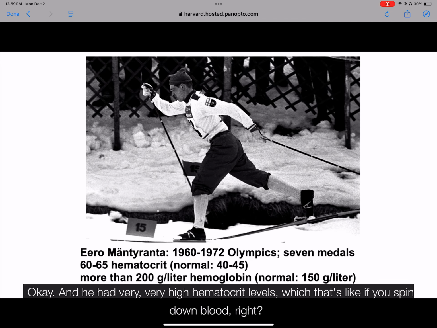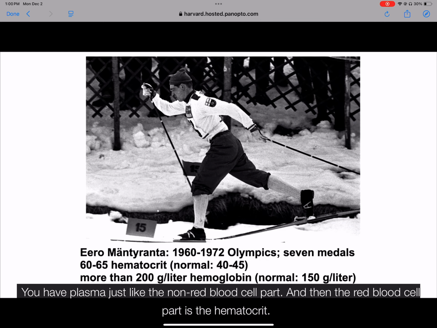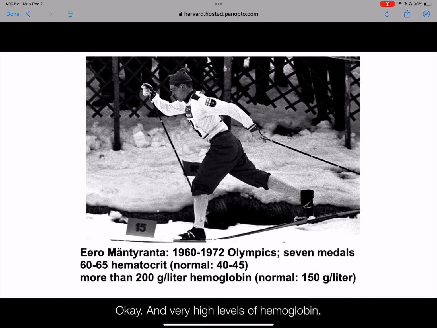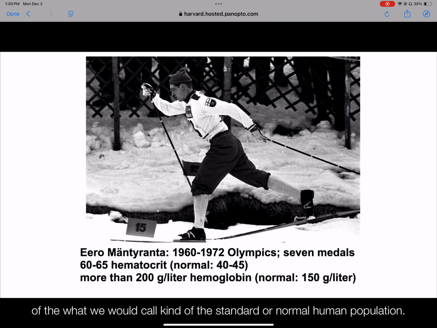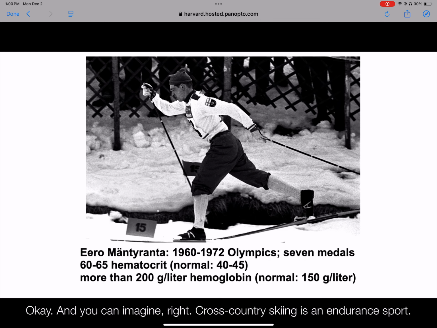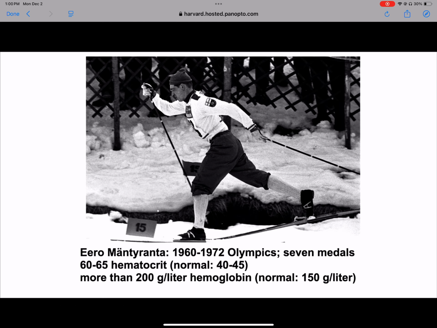And he had very, very high hematocrit levels, which is, if you spin down blood, you have plasma, the non-red blood cell part, and then the red blood cell part is the hematocrit. And very high levels of hemoglobin, which is our actual oxygen transporting mechanism. These are well outside of 1 standard deviation from the mean of what we would call the normal human population. And you can imagine, cross-country skiing is an endurance sport, so having higher levels of red blood cells could be advantageous.